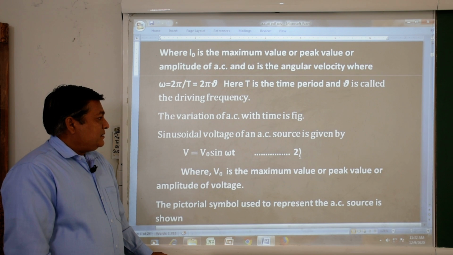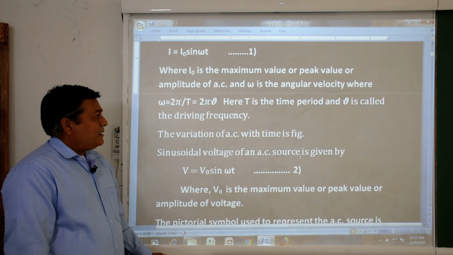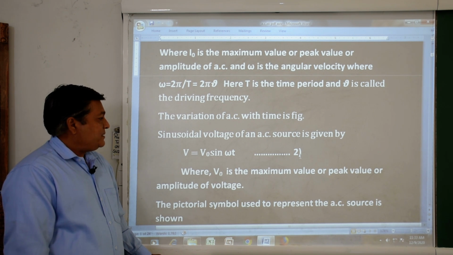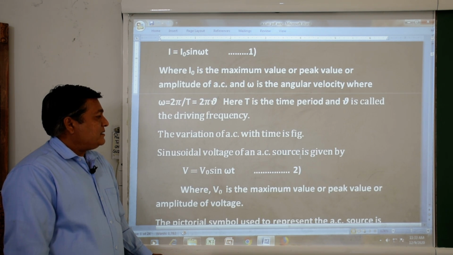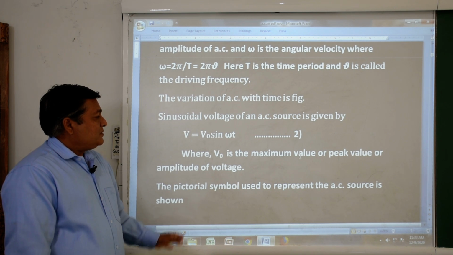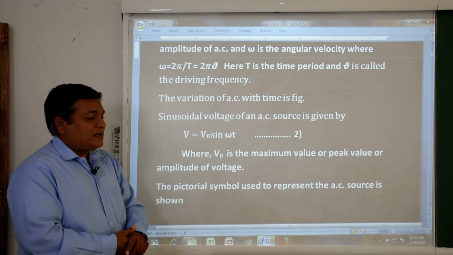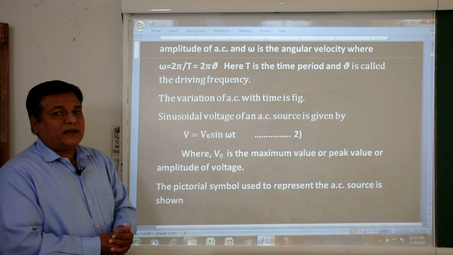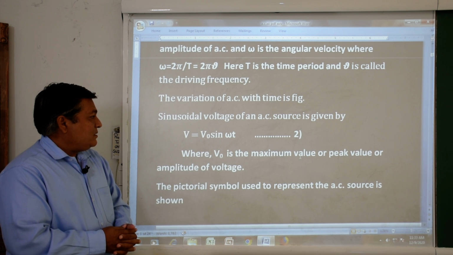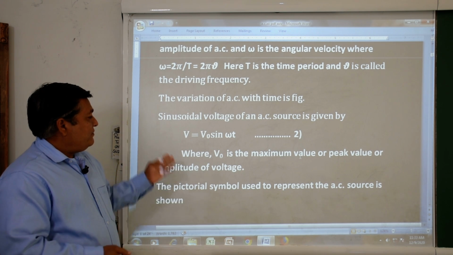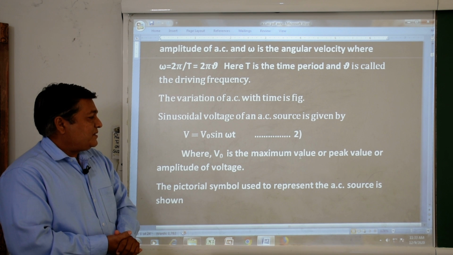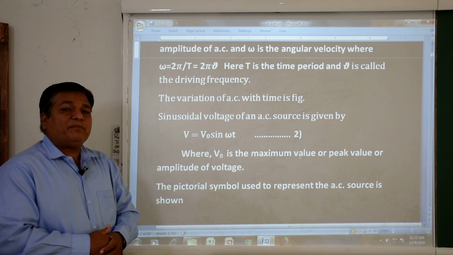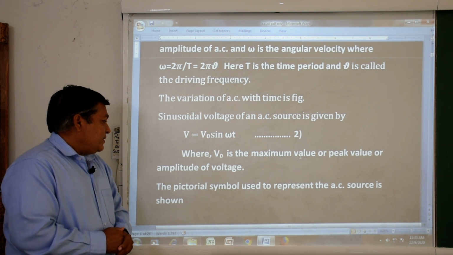Again, if we write the same for alternating voltage or EMF: we have just seen that the alternating EMF is denoted by E is equal to E naught sin omega t. Similarly, voltage can be denoted the same way by V is equal to V naught sin omega t. This is equation number 1, where V naught is the maximum value or peak value of voltage.